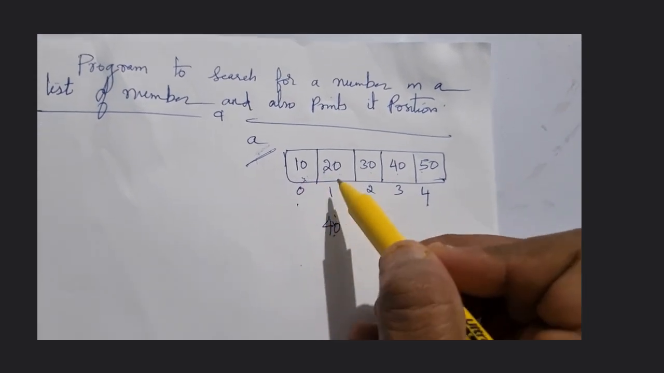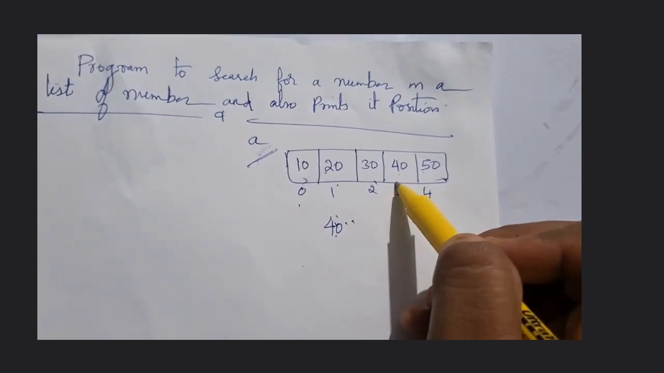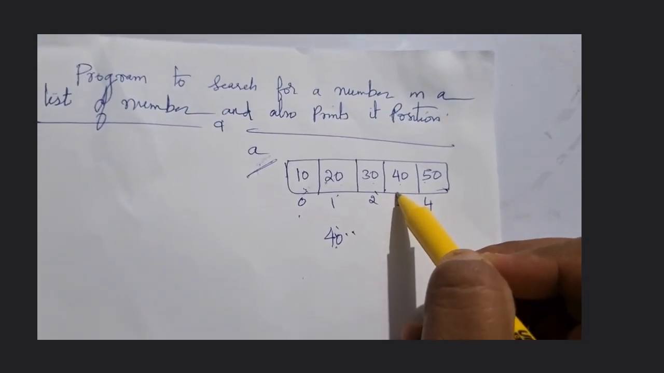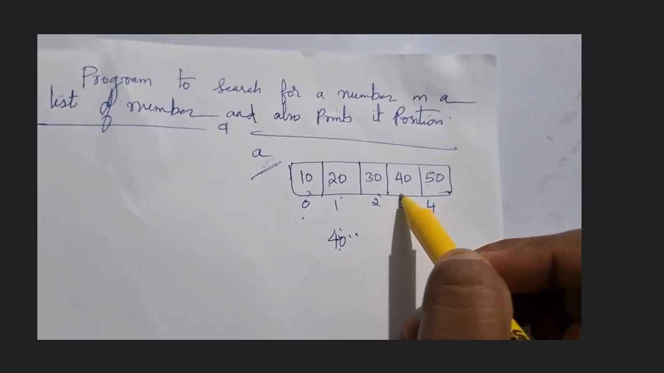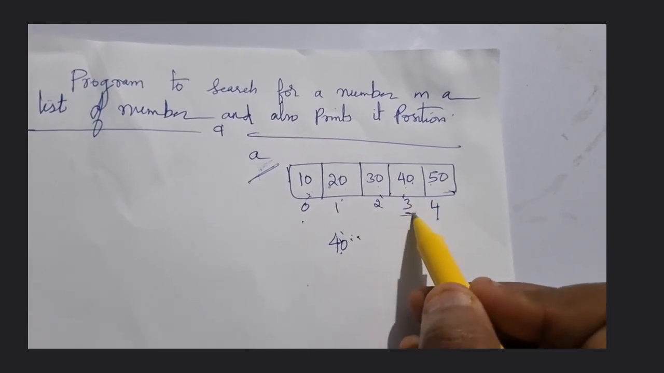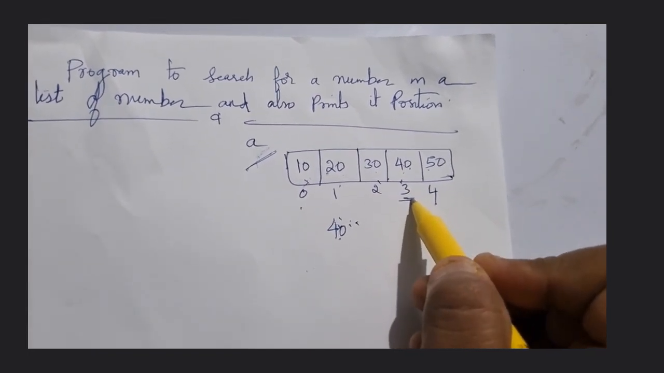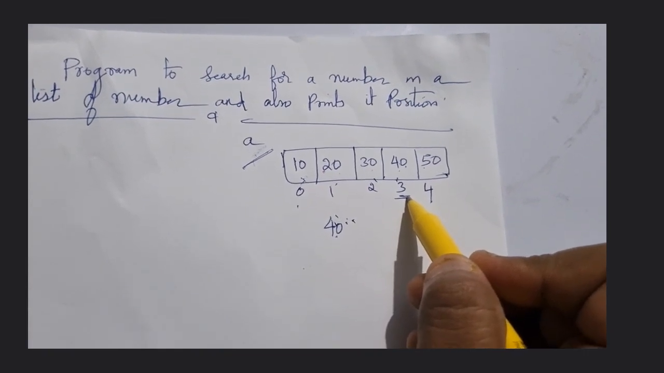No. Is 40 equal to 20? No. Is 40 equal to 30? No. Is 40 equal to 40? Yes. Here we find the element 40 in the list and we have to tell that 40 is present, with the location, which location? The index 3. So this is how the output of the program should be.